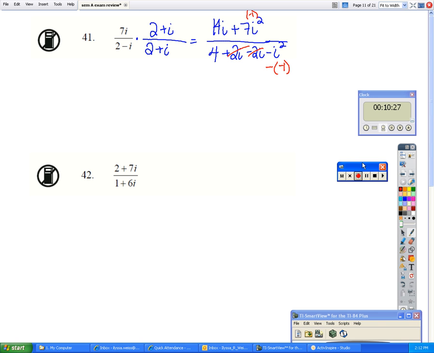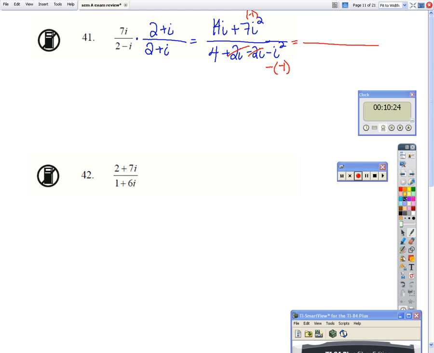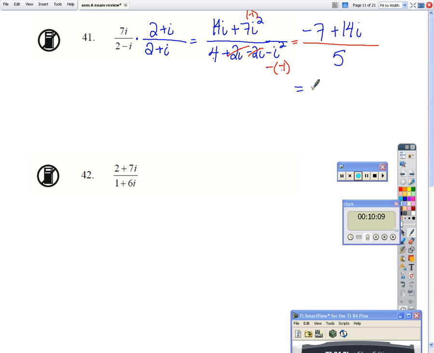So when I start simplifying this, I'm going to write this as -7 plus 14i, so it's in standard form. And then this is going to be 4 minus -1 for 5. To write it in standard form, I'm going to split it up so that I can clearly see my a plus bi.